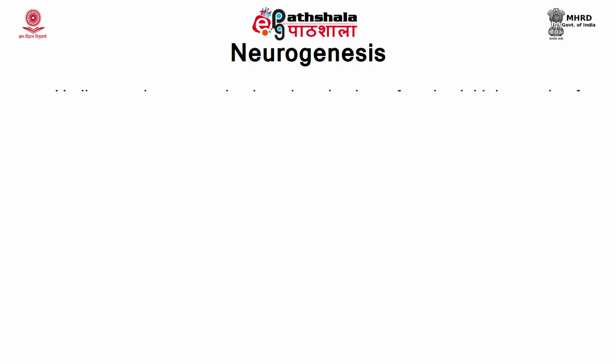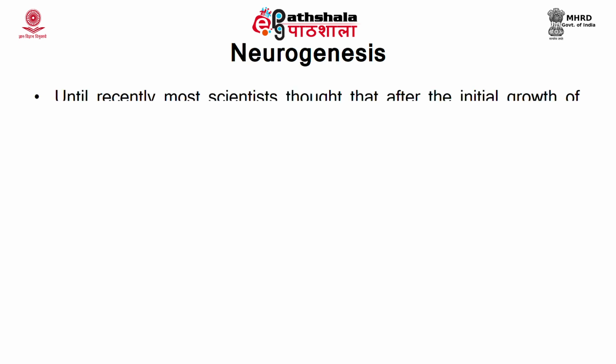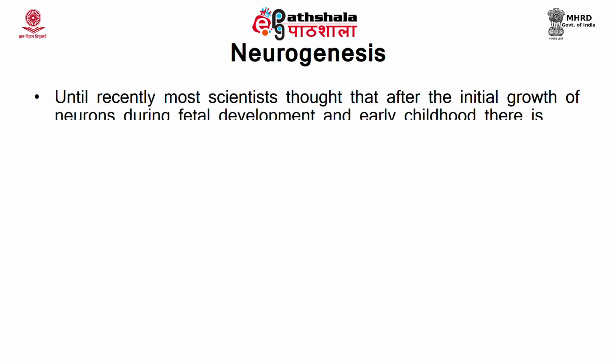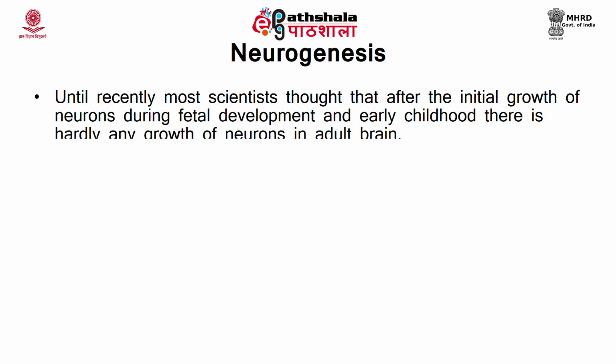Now, until recently, most scientists thought that after the initial growth of neurons during fetal development and early childhood, there is hardly any growth of neurons in the adult brain.